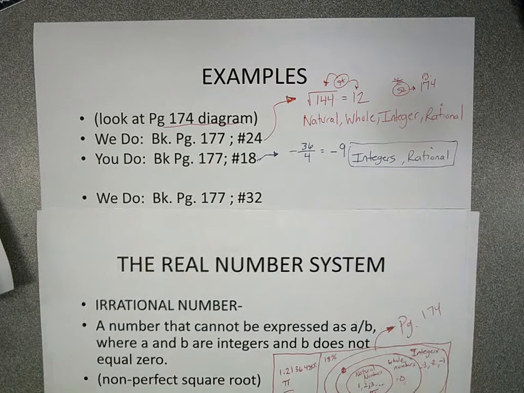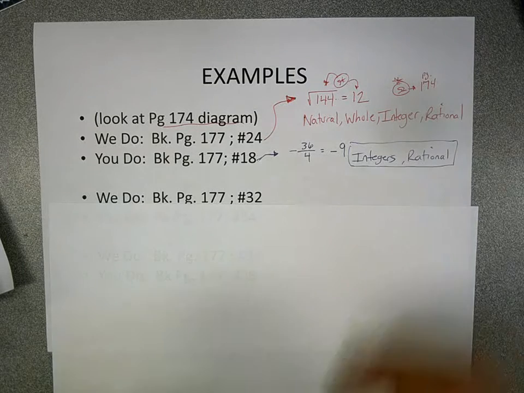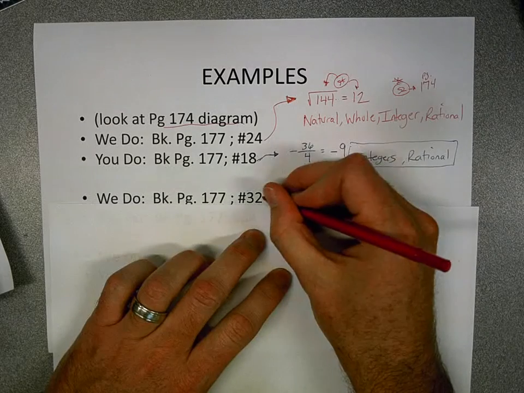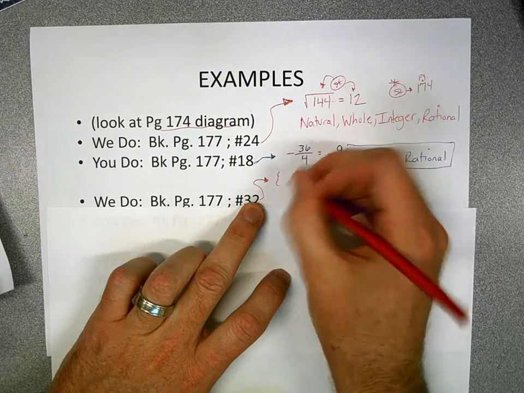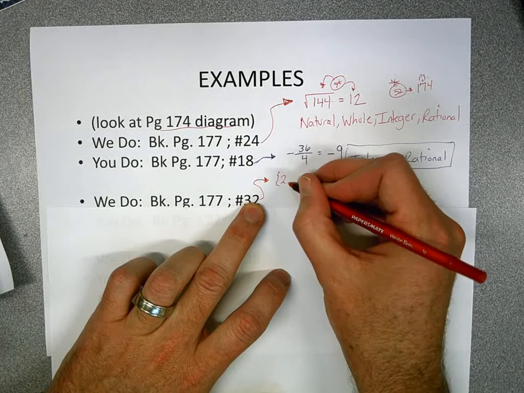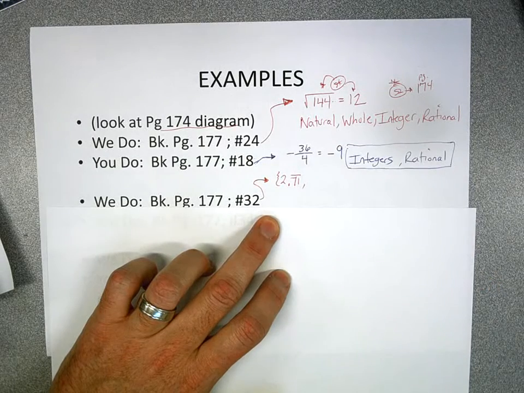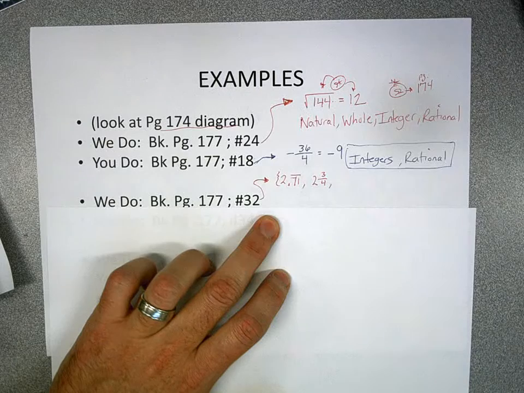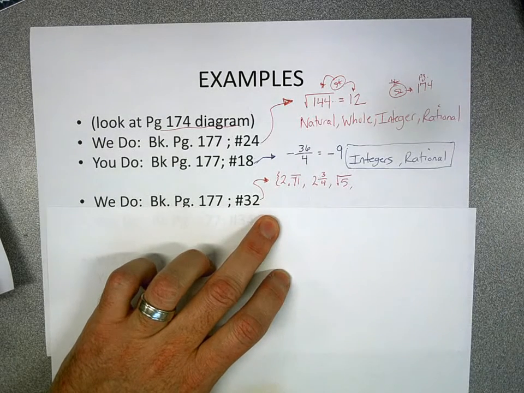Okay, I'm going to take this off because we won't need the chart for these kind of problems. So, number 32, the directions say order each set of numbers from least to greatest. So on 32, they give us the set of 2 and 71/100 in bar notation, 71 repeating, 2 3/4, square root of 5, and 5 over 2.